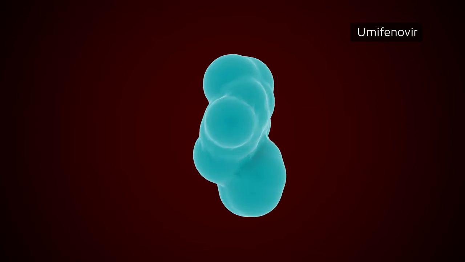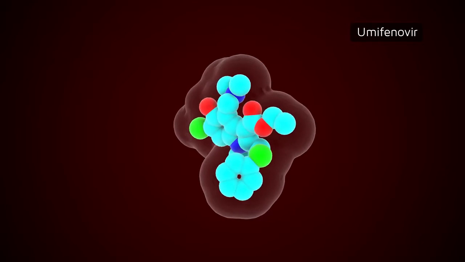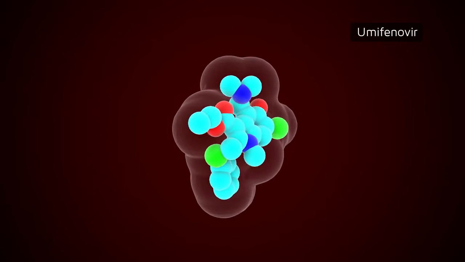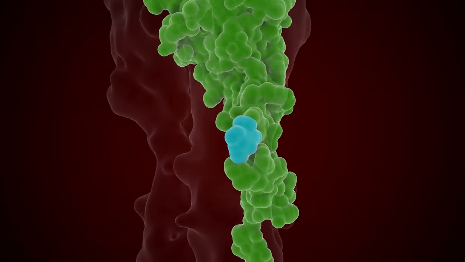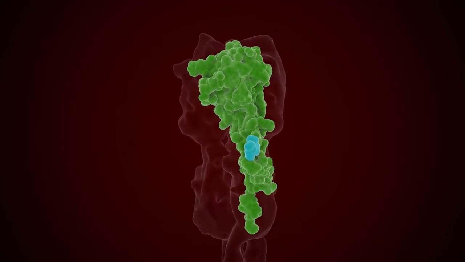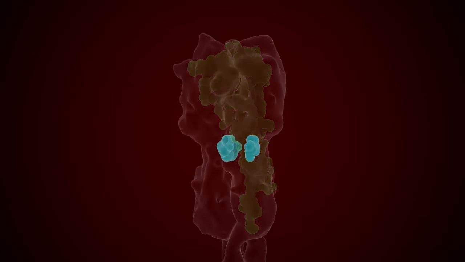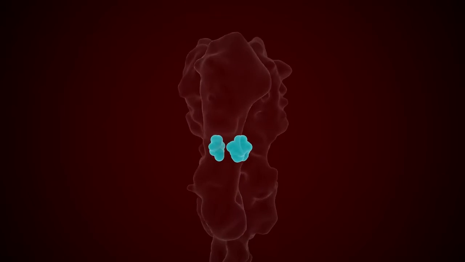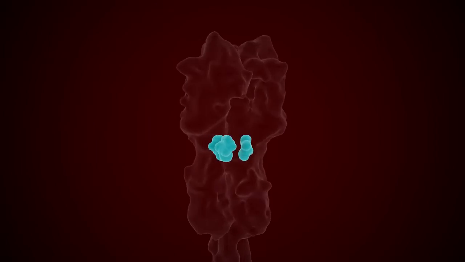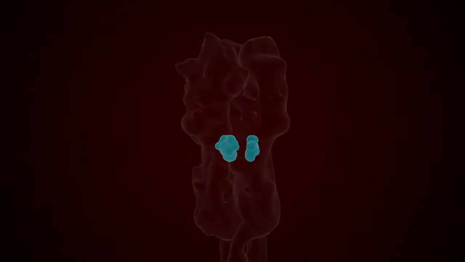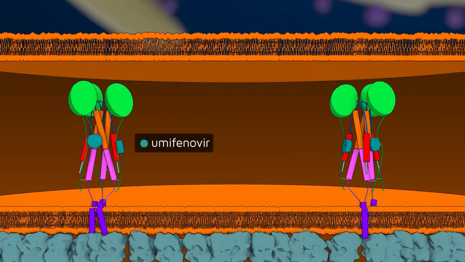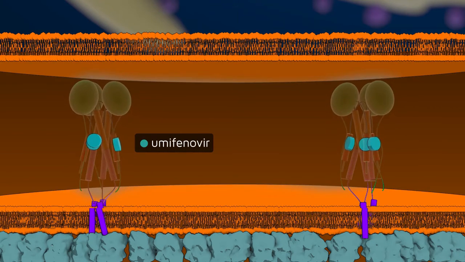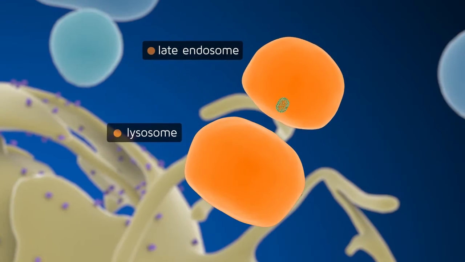Umifenovir is an antiviral molecule that blocks the fusion mechanism. It carries an indole core and can bind strongly to hemagglutinin, impeding its flexibility. During the acidification process of the endosome, hemagglutinin with bound umifenovir can no longer change its conformation. The fusion mechanism is blocked, and the influenza virus remains trapped in the endosome.